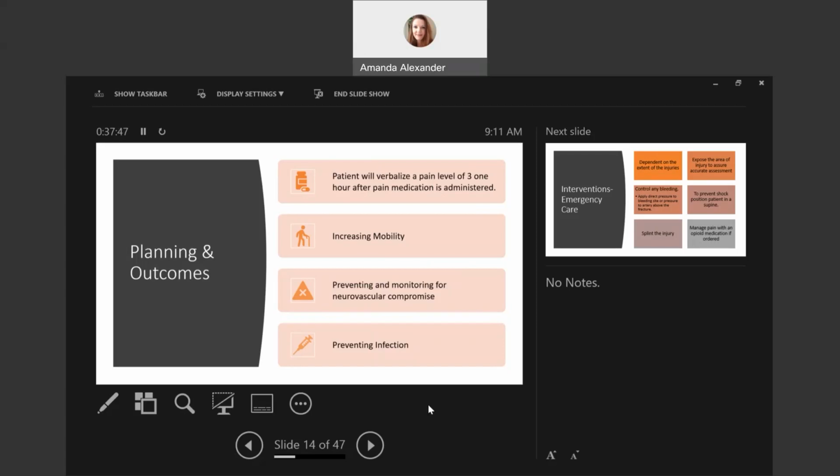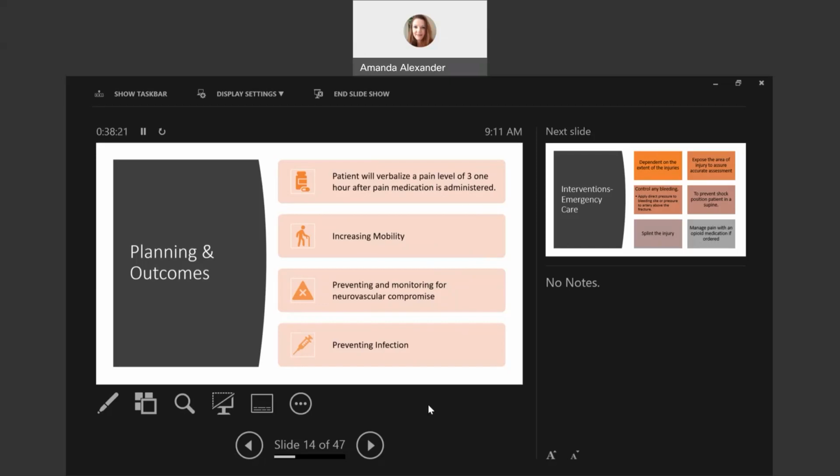When we consider preventing or monitoring for neurovascular compromise, the best way that we can do that is by capillary refill and sensory perception assessment. So we're checking, can they feel you touching them? Do they feel pain or tenderness? And what does the extremity look like? Are they having cold, pallor, or is it warm? Those things are going to play into your assessment and planning of neurovascular issues.